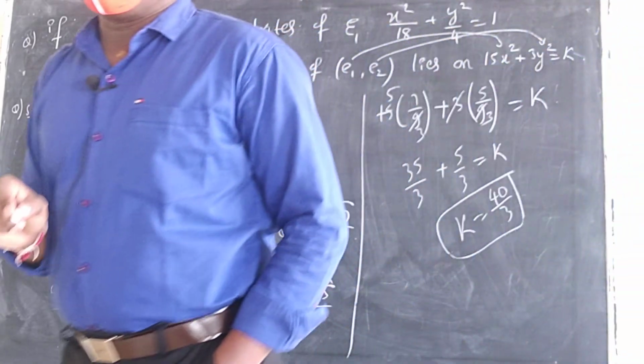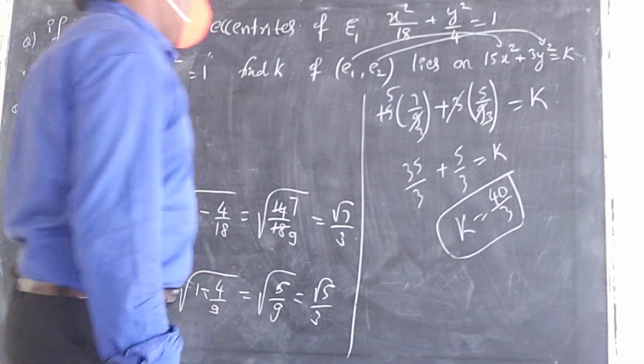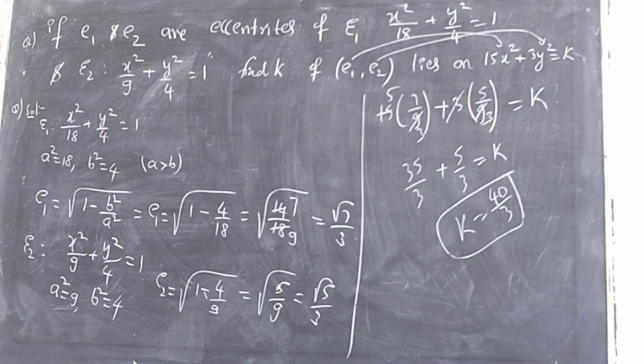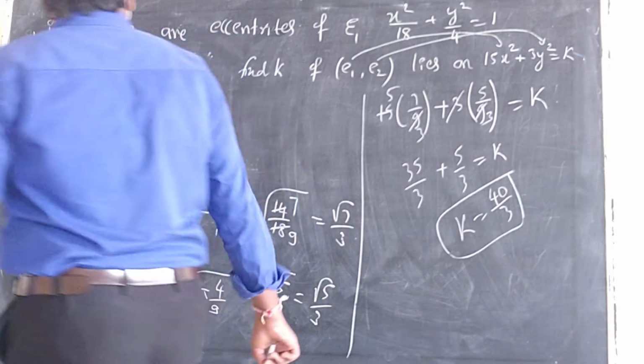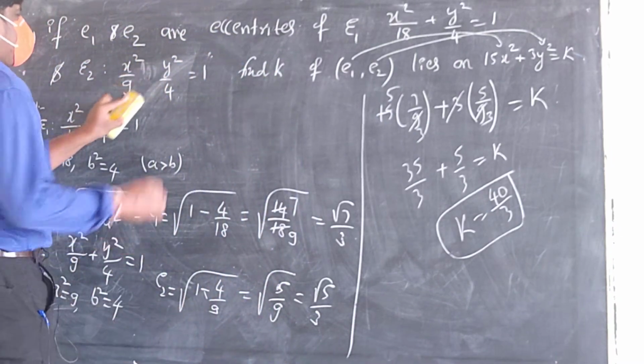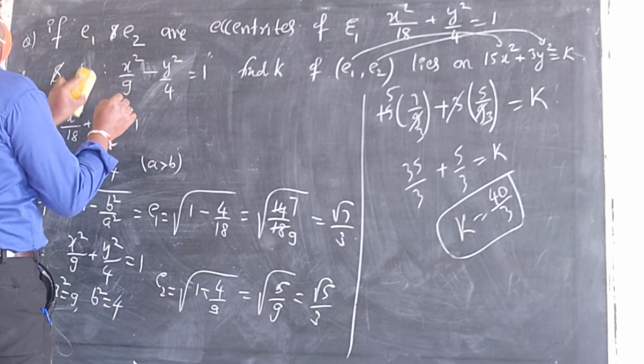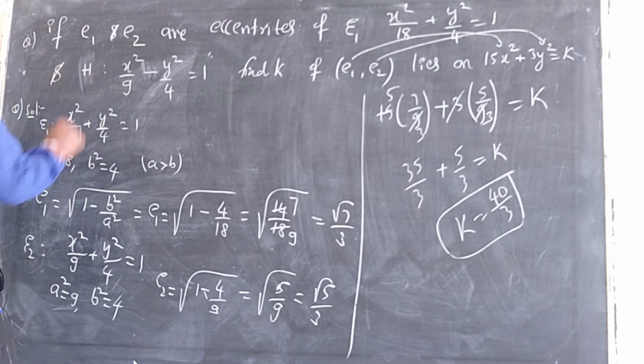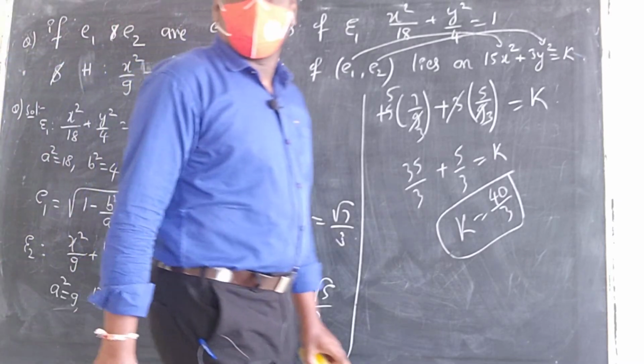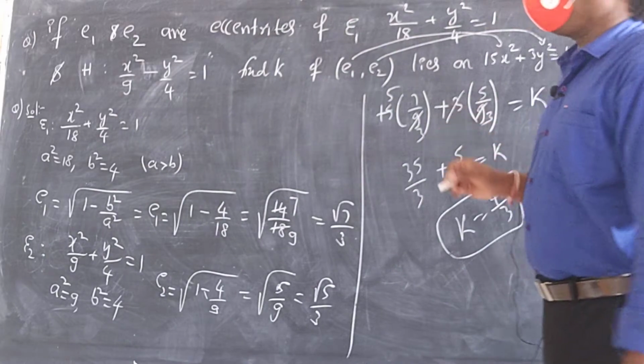This type of questions is asked. Actually in JEE they asked a question like this. This is a 2020 question. They asked it here with minus. When it is minus, it is a hyperbola, and they asked the same question. So how to solve for hyperbola?